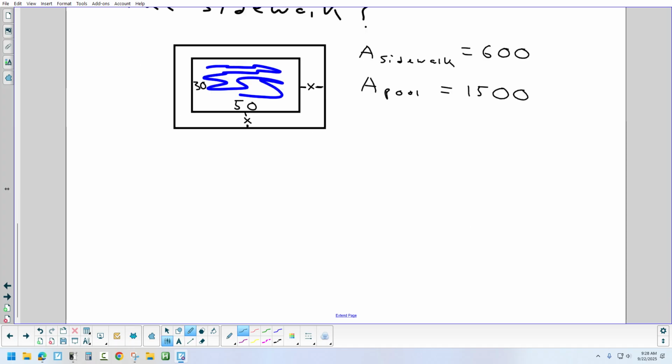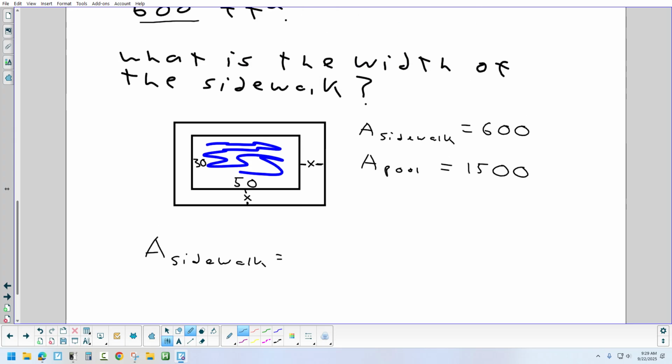Okay? So if you want to get the area of the sidewalk, just the strip around the edge, you'd have to take the area of the big rectangle and you'd have to cut the pool out of it. In math, what operation do you think represents cutting the pool out of the picture? Subtraction? We're going to subtract it. Yep. So we'll take the area of the big rectangle, which we don't know, and we're going to cut out the pool.